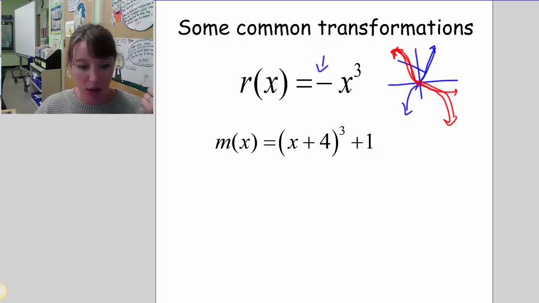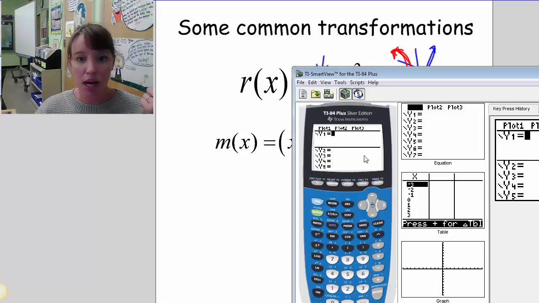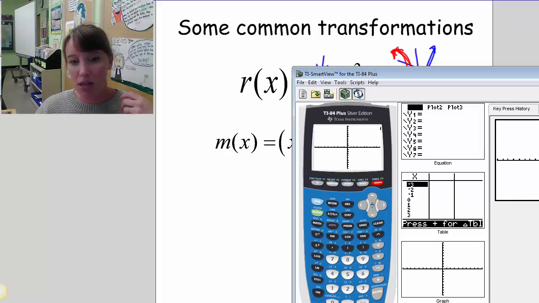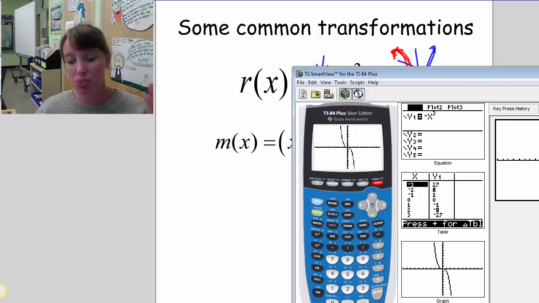So if I graph it so you can see it, you would have negative x cubed. And here it is. So the original one was an S, and then each branch will reflect over the x-axis to get this one.